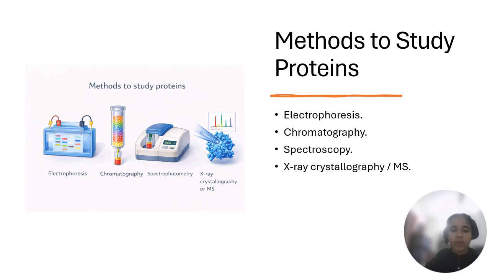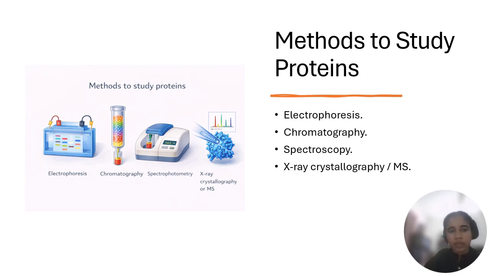Once we have isolated the proteins from cells, the next step is to study and analyze them. Because proteins are invisible to the naked eye, scientists use special laboratory techniques to separate, measure, and understand them. The first common method is electrophoresis. In this technique, proteins are placed in a gel and an electric field is applied. Depending on their size and charge, they move at different speeds. Smaller proteins travel faster, larger ones move slower. This helps us separate proteins and check their purity.